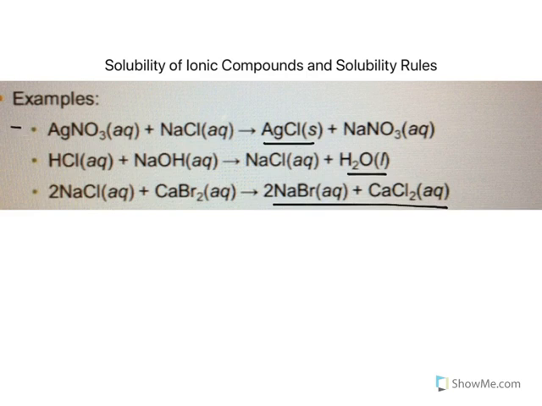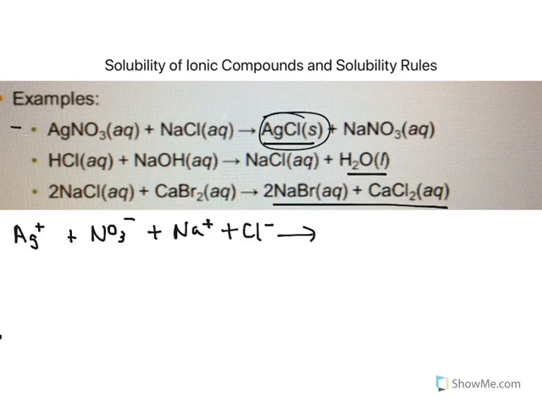So let's start with this first example with silver nitrate and sodium chloride. When we put those things in water, we end up with silver ions plus NO3 minus ions, and then we end up with sodium ions and chlorine ions. What they are telling us in this example here is that we're going to make silver chloride solid.